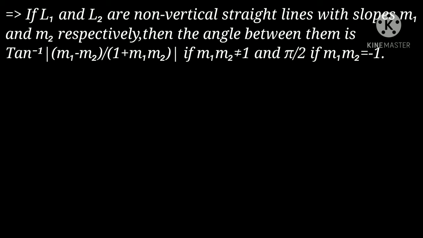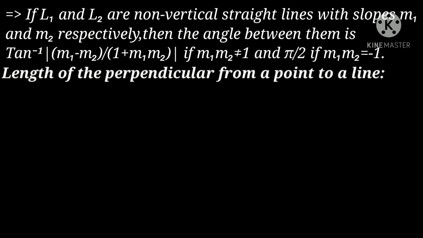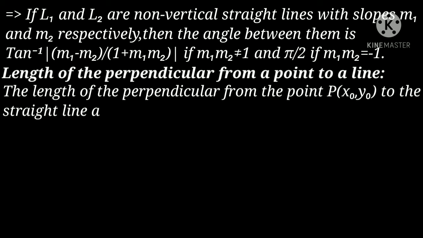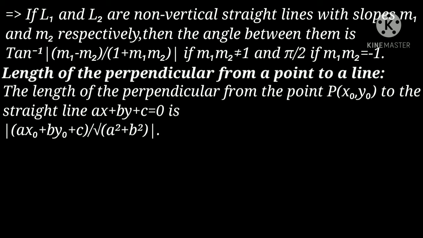Length of the perpendicular from a point to a line. The length of the perpendicular from the point P(x0, y0) to the straight line ax + by + c = 0 is modulus of (a x0 + b y0 + c) by square root of (a square plus b square).